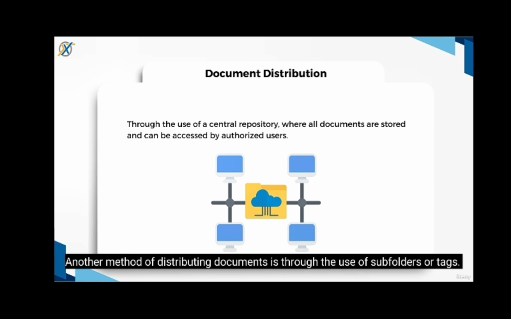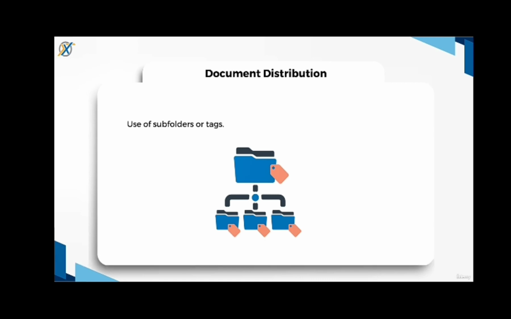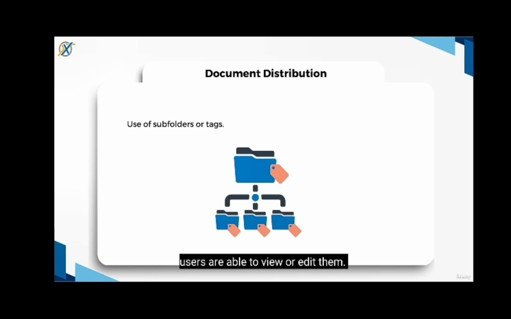Another method of distributing documents is through the use of subfolders or tags. These allow users to group documents by category or project, making it easier to find specific documents when needed. Subfolders and tags can also be used to control access to certain documents, ensuring that only authorized users are able to view or edit them.